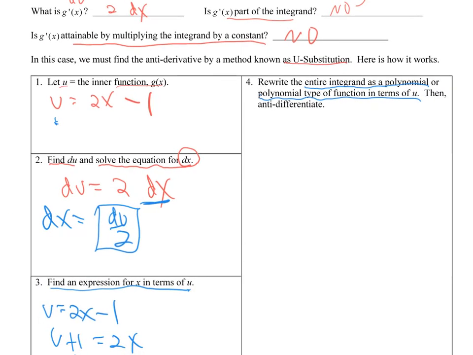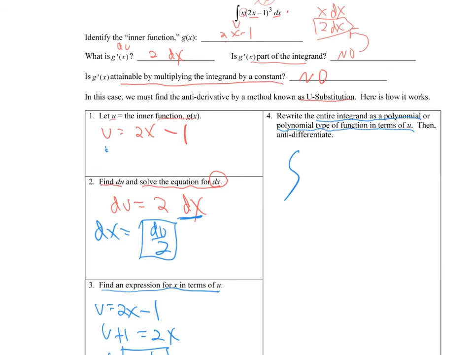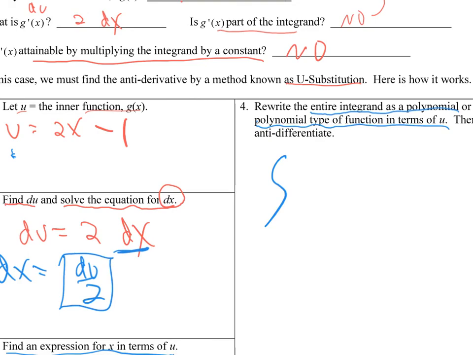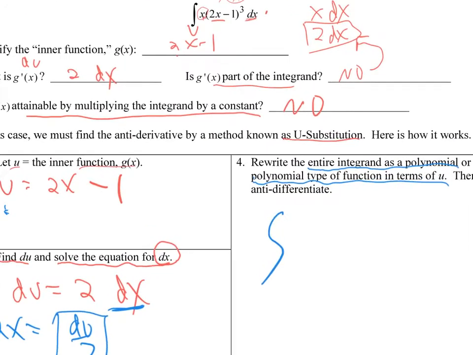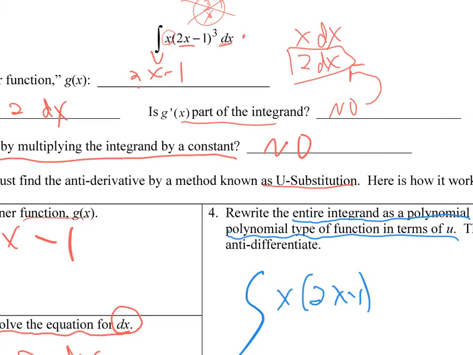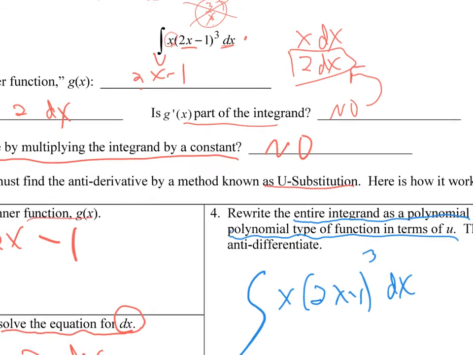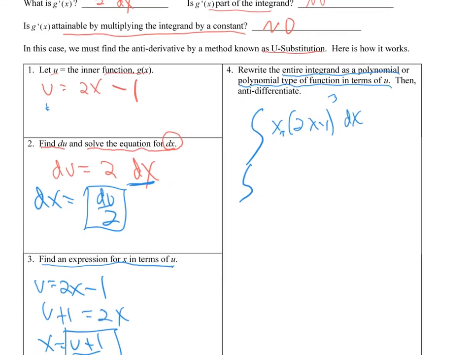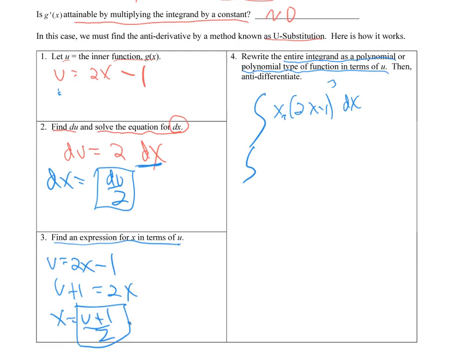So now I want to rewrite this whole thing, just like I did before with u and du. But this time I had to be very creative. I had to work a little harder. So let me take my original problem. I'm integrating x times (2x minus 1) to the third power dx. Now watch what I'm going to do. What's another name for x? Go down here. X was (u plus 1) over 2.